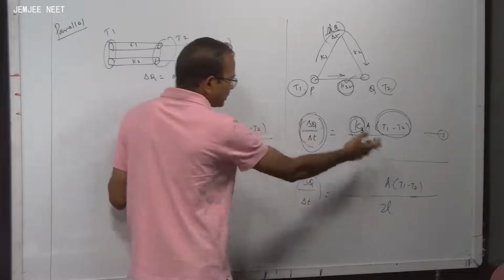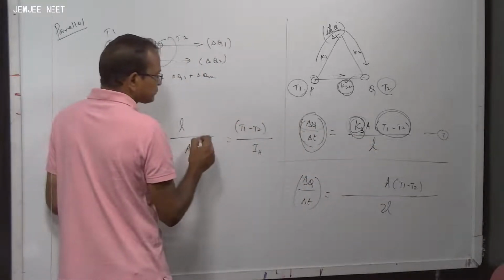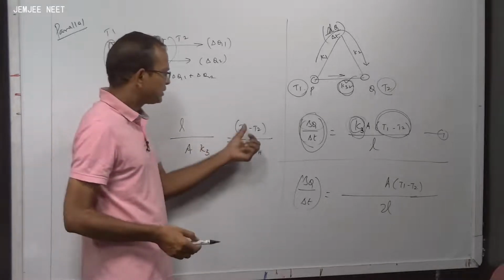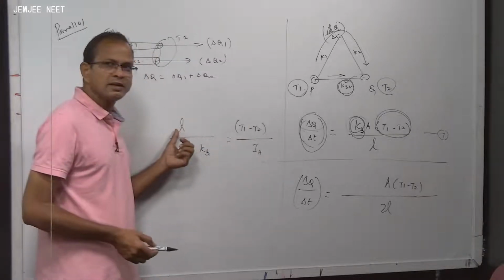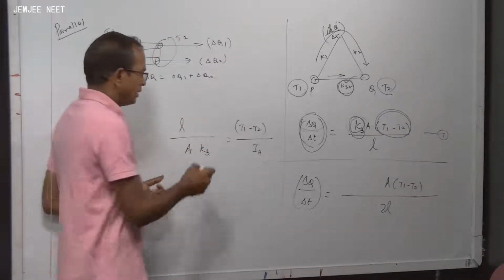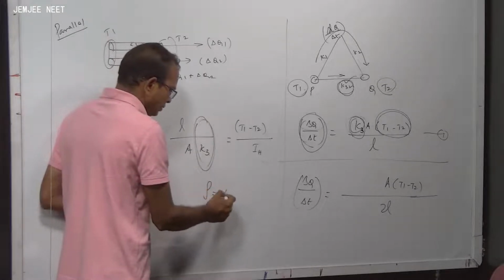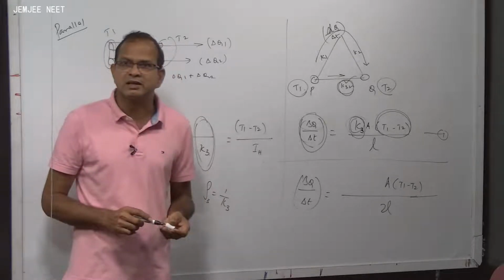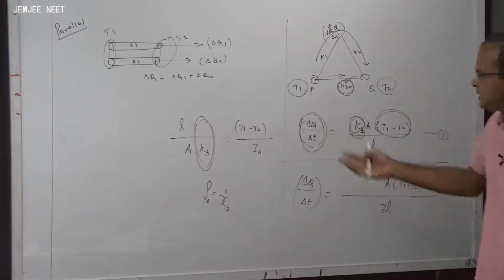Goes to the denominator. Push the rest to the other side. L by A, K. Now you can understand potential difference by current is the resistance, which is directly proportional to length and inversely proportional to area, and this is what is rho. Rho is equal to 1 by K. Rho is resistivity, K is conductivity.